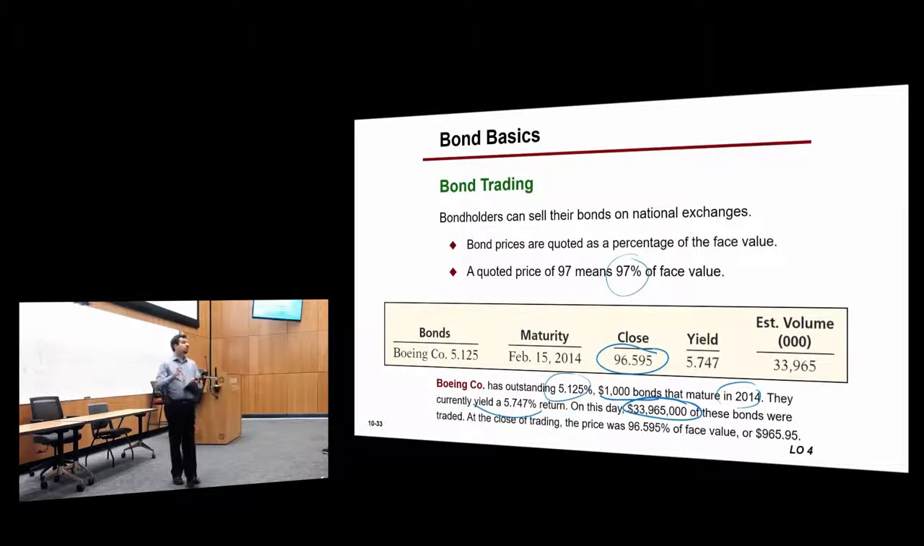It could be sometimes higher. So instead of that, they will tell you it's at 103. When you hear 103, it means 103%. So that would be $1,030. This is how much it was sold for. Any questions about this?